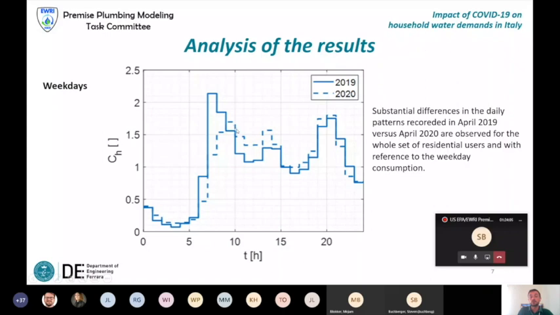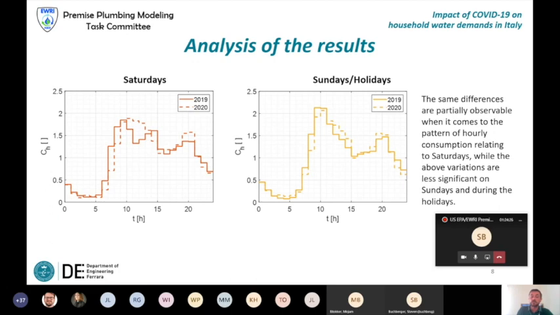After that, the consumption remained definitely higher during the morning. We can notice some sort of small peak at noon, and during the evening, the situation is almost equal to the pre-lockdown period. Some changes were observed also for other kinds of days of the week, but definitely less evident.